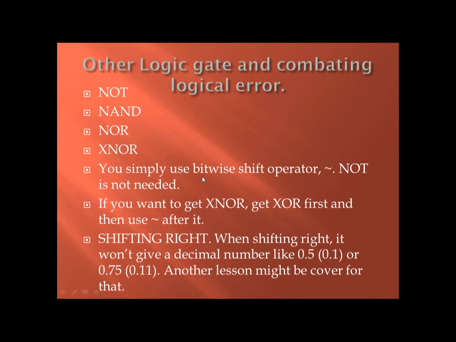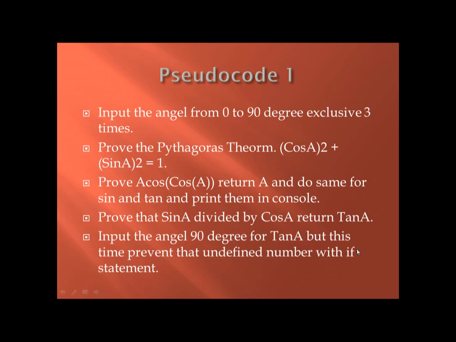For the NOT, you simply use the Bitwise shift operator. Now, NOT is not needed if you want to get XOR. You get the XOR first, and then you use the Bitwise shift operator. When shifting Y, it won't give you a decimal place like that. Might be covered for that.